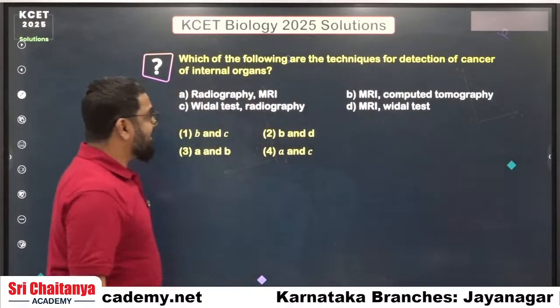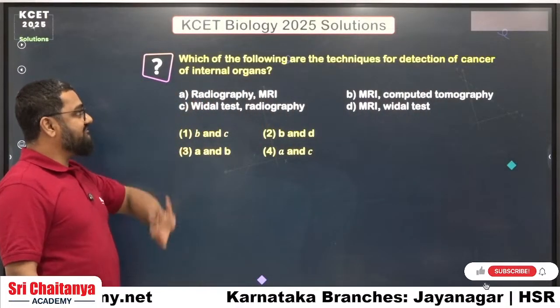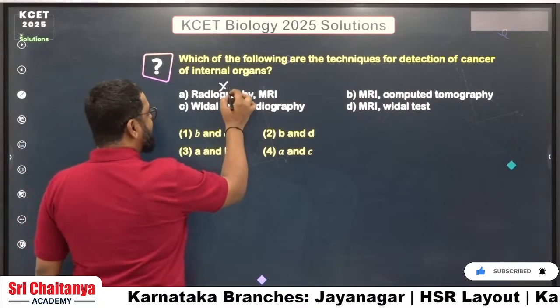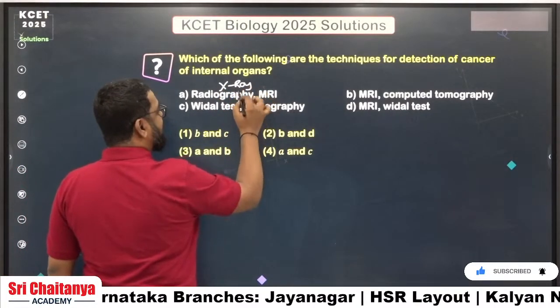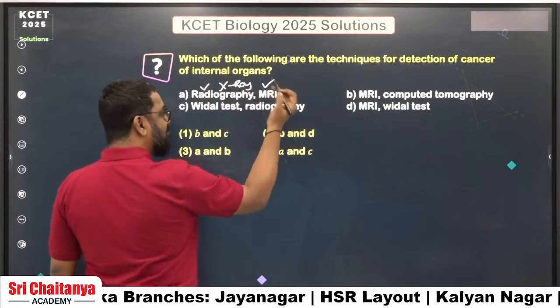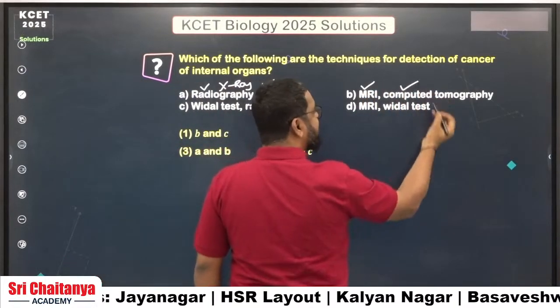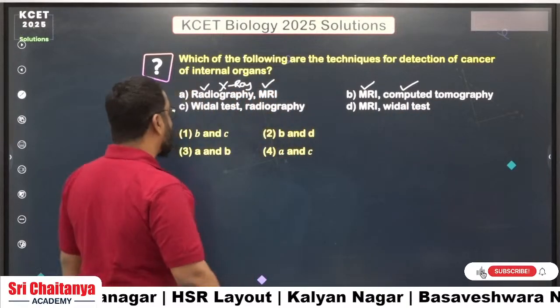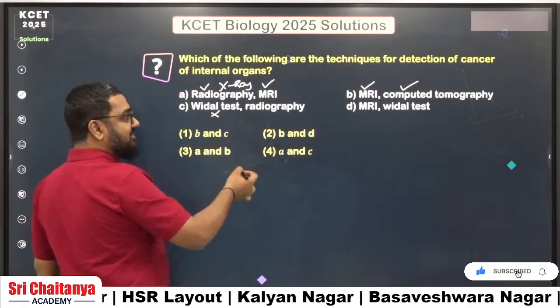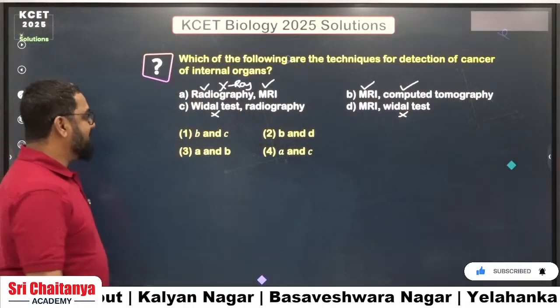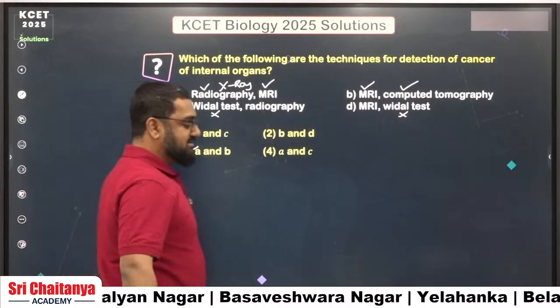Which of the following are techniques for detection of cancer of internal organs? NCERT statement you can pick up. Radiography example is given, X-ray, right? This is true. MRI is also used. Magnetic resonance imaging. MRI is used. CT scans are used. Computed tomography. Widal test. This is a typhoid test. Incorrect. Widal test. Typhoid test. Incorrect. So A and B. That will be our option C.